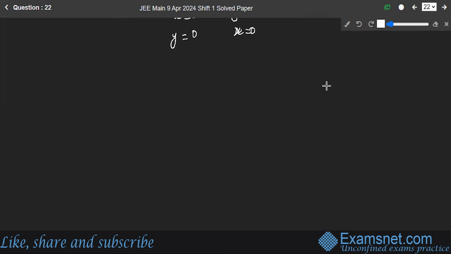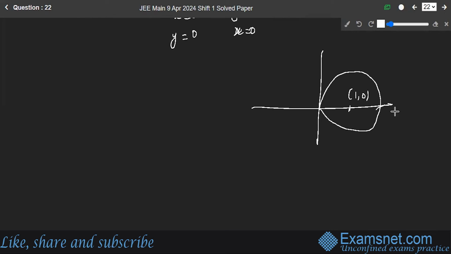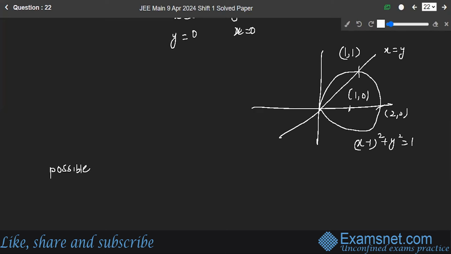Let's try and draw it. So this was your circle which was passing through the origin and had the center at 1, 0. This point is 2, 0 and this is your line, right? This was the point 1, 1. This is your line, x is equal to y. This is your circle, x minus 1 square plus y square is equal to 1. So these are the points of intersection. Here, x and y belong to the integers. Z should be lying in the shaded portion over here.